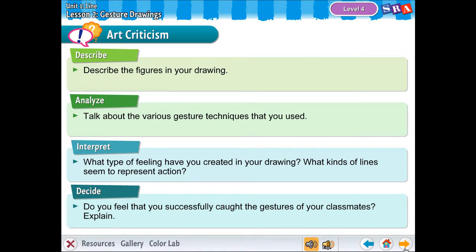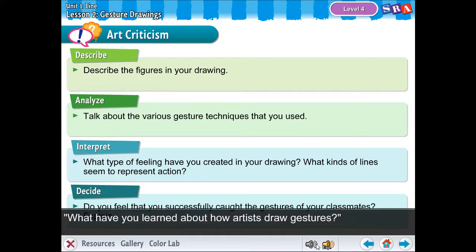And what type of feeling have you created in your drawing? Which lines represent action? Do you feel like you successfully caught the movement or gesture of your classmate or your friend or your brother or sister? Explain. What have you learned about how artists draw gestures?